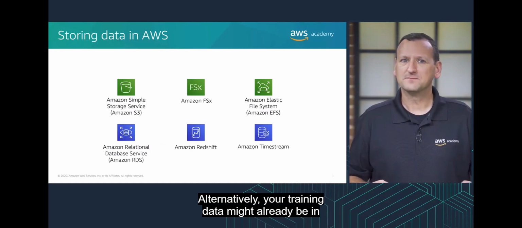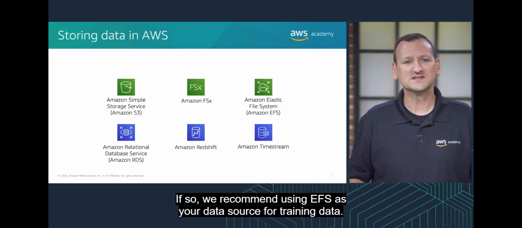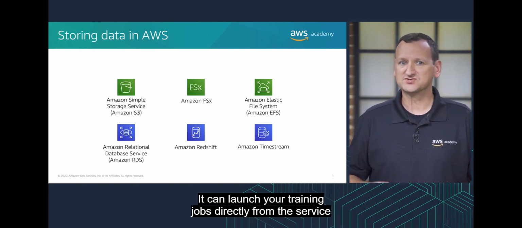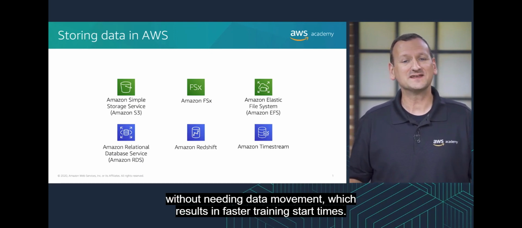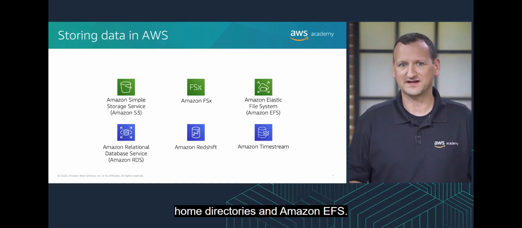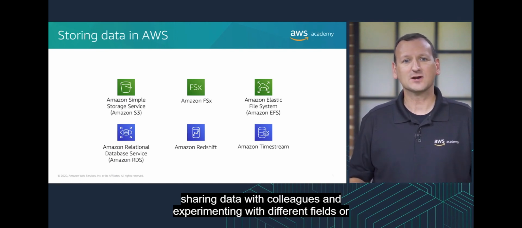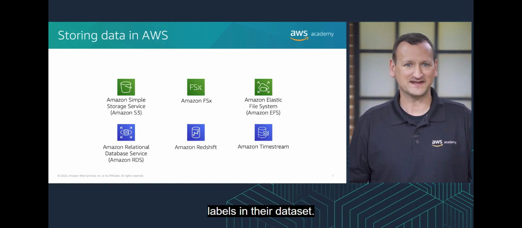Alternatively, your training data might already be in Amazon Elastic File System, or Amazon EFS. If so, we recommend using EFS as your data source for training data. It can launch your training jobs directly from the service without needing data movement, which results in faster training start times. This is often the case in environments where data scientists have home directories in Amazon EFS. They can quickly iterate on their models by bringing in new data, sharing data with colleagues, and experimenting with different fields or labels in their dataset.